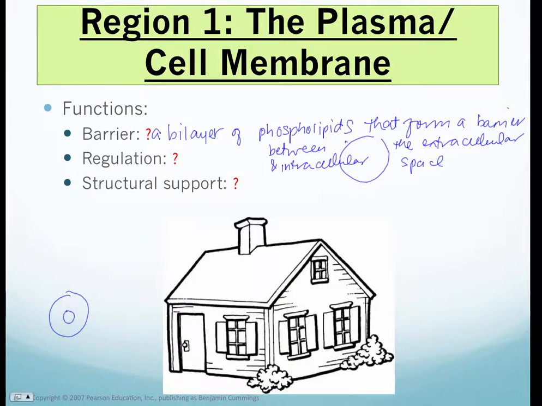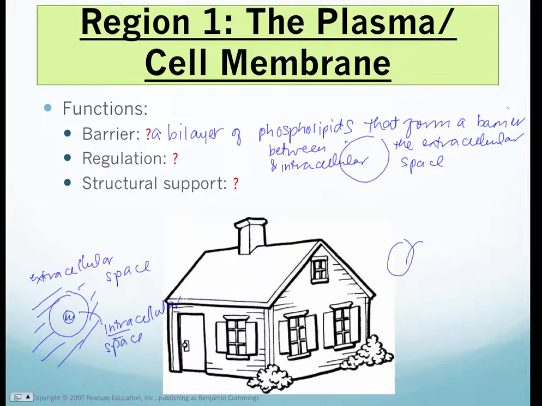Okay, so I'm going to draw my cell again. Here's my nucleus, my cell membrane. Anything outside of the cell, this is called the extracellular space. Anything inside of the cell, this is called the intracellular space. Intra meaning within.